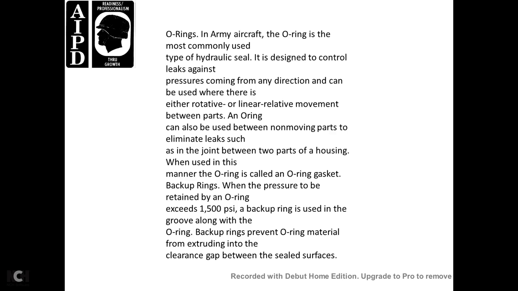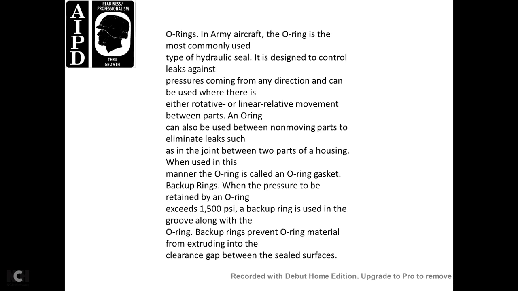O-rings. The O-ring is the most commonly used type of hydraulic seal. It is designed to control leakage against pressure coming from any direction, and can be used whether there is rotary, linear, or relative movement between the parts. The O-ring can also be used between non-moving parts to eliminate leakage, such as at the joint between two parts of a housing. When used in this manner, the O-ring is called an O-ring gasket.